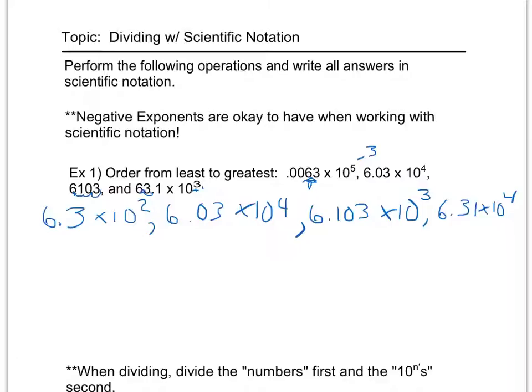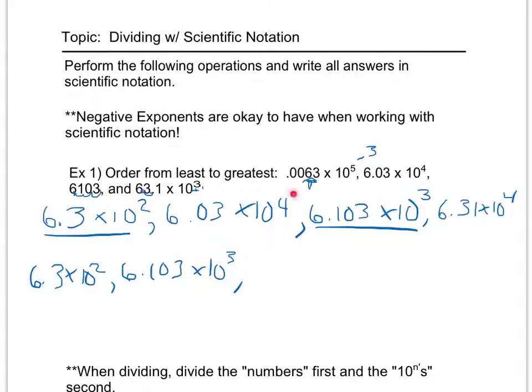Now I can compare. So I see that times 10 squared is going to be my least, since that is my least exponent. So 6.3 times 10 squared will be my least value. My second to least value is going to be here, because now I have a 3 with my exponent: 6.103 times 10 to the 3rd. And then comparing these, they have the same exponent, so I'm going to compare the numbers. 6.03 is smaller than 6.31, so I have 6.03 times 10 to the 4th, and 6.31 times 10 to the 4th for my final answer.